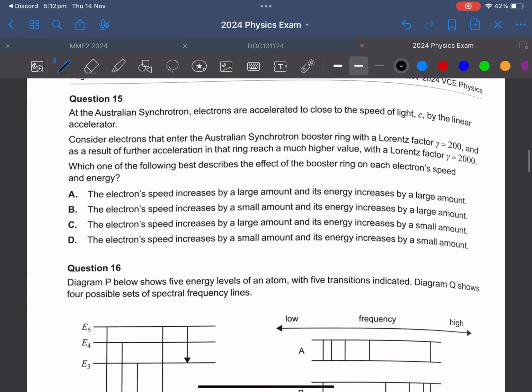At the Australian synchrotron, electrons are accelerated to close to the speed of light, by linear accelerator. Consider the electrons that enter the Australian synchrotron booster with a Lorentz factor of this, and as a result of further acceleration in the ring, reach a much higher value with a Lorentz factor of this. Which one of the following best describes the effect of the booster ring on each electron's speed and energy?